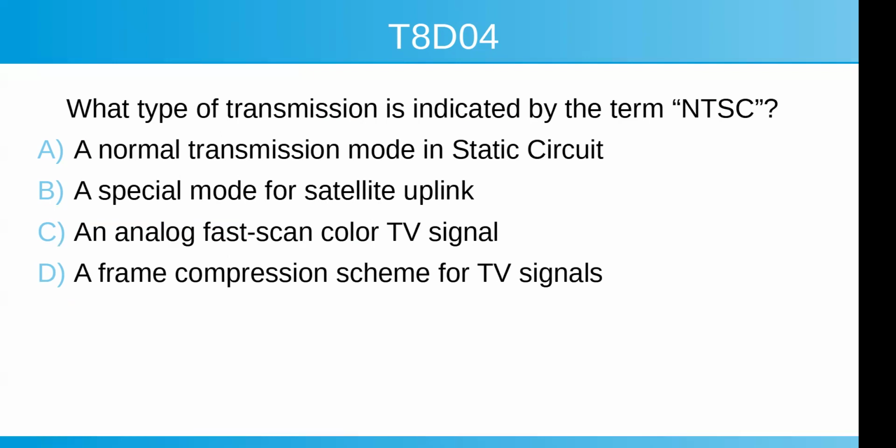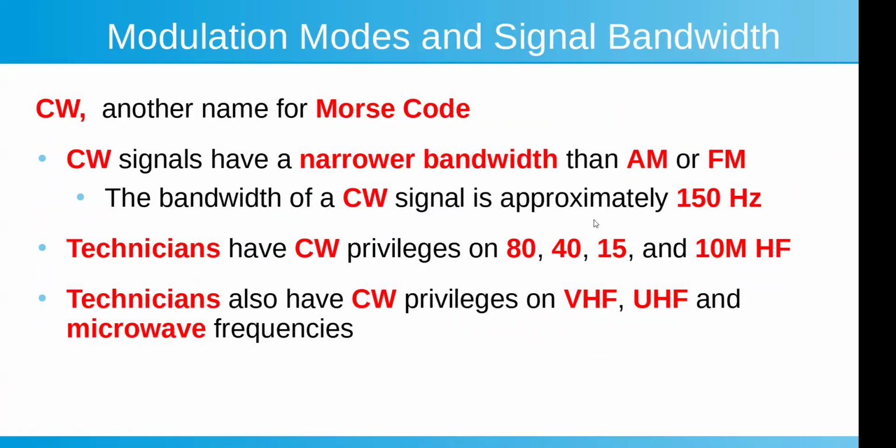What type of transmission is indicated by the term NTSC? Charlie. Okay, CW, we mentioned it before. It's another name for Morse code. Although Morse code is the way in which you modulate the carrier, and CW really means continuous wave.